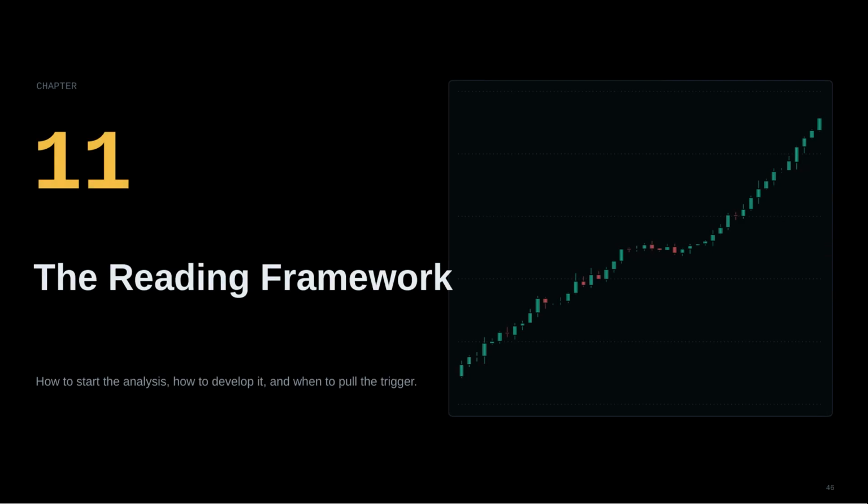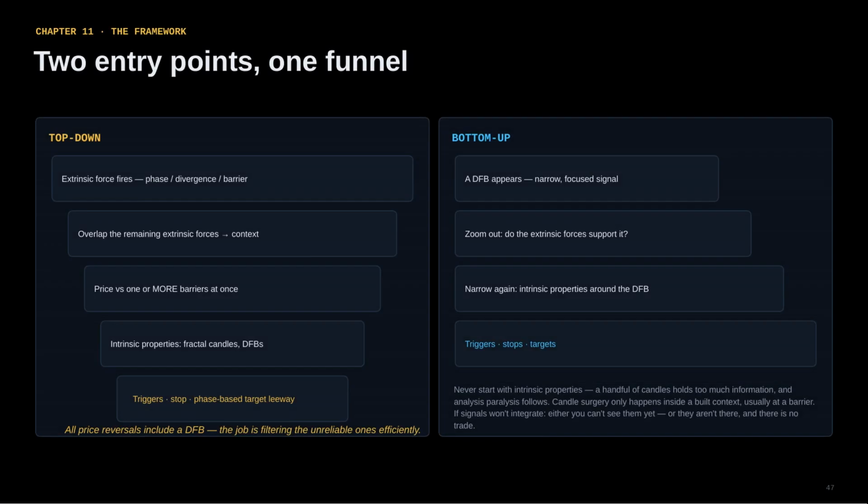Chapter 11. Knowledge without an operating procedure is trivia. 3 problems every method must solve: how to start the analysis, how to develop it, and when to trigger trades. Top-down, a broad extrinsic signal starts it, a phase red, a divergence, most often a barrier. You overlap the remaining extrinsic forces to build context, watch price against one or preferably several barriers at once, and only then descend into intrinsic properties, fractal candles, DFBs, before defining triggers, stop, and target leeway from phase analysis.